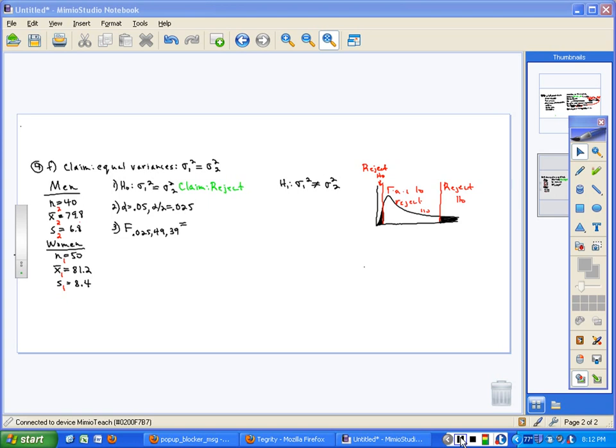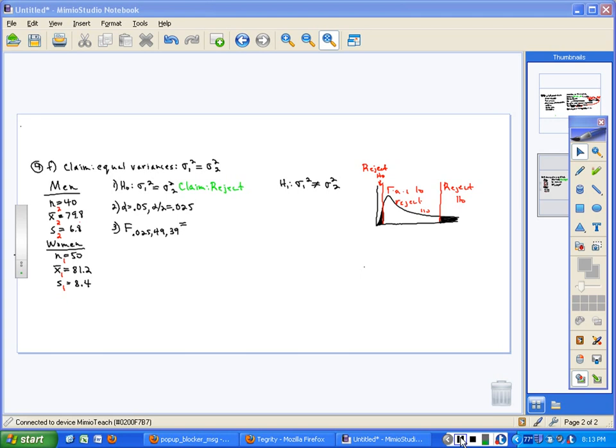The F table is not on your formula card. It is in the back of your book. It's table A5. I'm not sure what page it is because your book is a little bit different than mine, because you have the student version. But it's table A5 in the back of your book. And in the back of your book, there's 4 pages: 2 pages for 025 and 2 pages for 05. But on the final exam, I only Xeroxed the 025 pages.